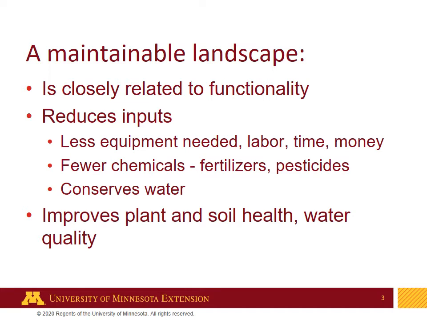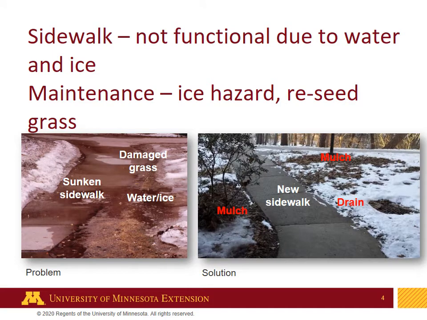A maintainable landscape reduces the amount of inputs that you're going to put into that landscape. This can be not only water and pesticide and fertilizer, but also less equipment that's needed, less labor, takes less time, and in the long run, less money to maintain. And it also helps to conserve water as well. A maintainable landscape will help to improve plant and soil health and also water quality. Functionality and maintainability are closely related.